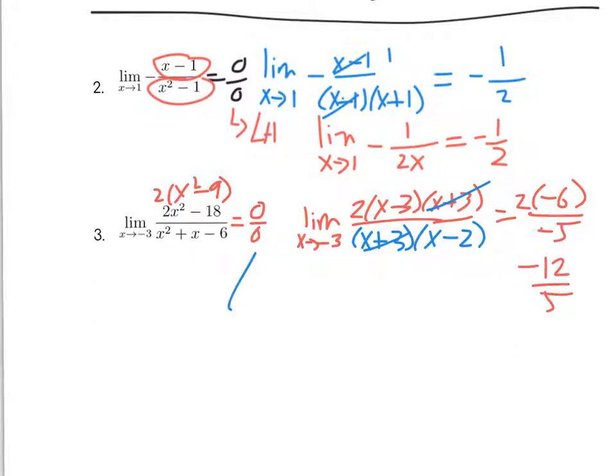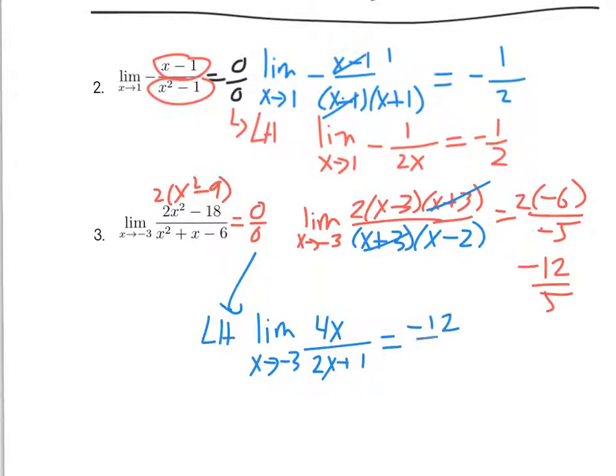If instead, from this point, I've decided 0 over 0, I want to use L'Hopital's, we end up with the limit as x approaches negative 3. For the top, that would be 4x. For the bottom, it would be 2x plus 1. That's going to be negative 12 on top, and negative 6 plus 1 is negative 5 on the bottom. That should be negative over there. I just forgot it.